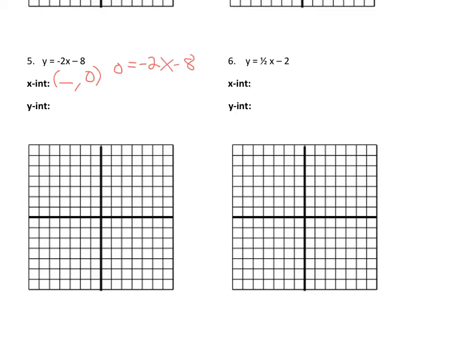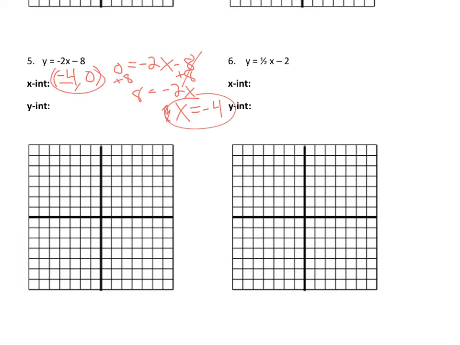Now this is going to take a couple steps. I'm going to add 8 to both sides. All right, that goes away. Add 8 here. So we're going to have 8 equals negative 2x. Divide by negative 2. And 8 divided by negative 2 is negative 4. So let's put here x equals negative 4. So that's the x-intercept, negative 4.